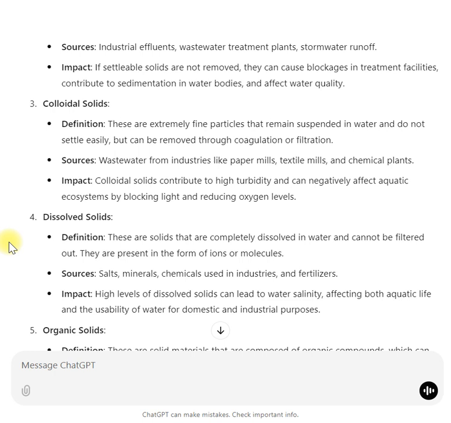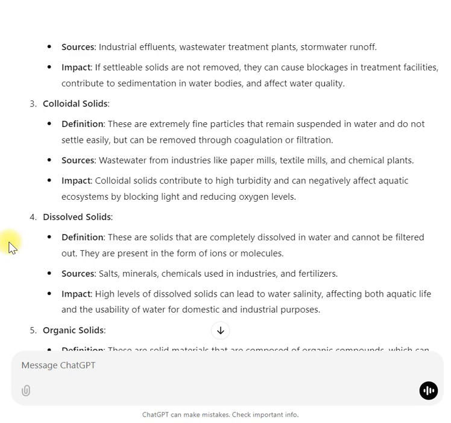3. Colloidal solids. Definition: these are extremely fine particles that remain suspended in water and do not settle easily, but can be removed through coagulation or filtration. Sources: wastewater from industries like paper mills, textile mills, and chemical plants. Impact: colloidal solids contribute to high turbidity and can negatively affect aquatic ecosystems by blocking light and reducing oxygen levels.